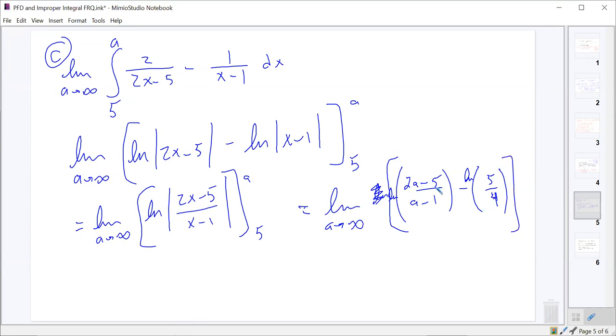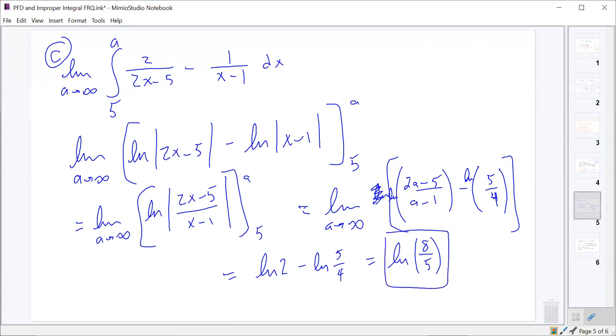And as a goes towards infinity, this first piece here should just be approaching 2. So this is natural log of 2 minus natural log of 5/4. And if you want, you could do 2 over 5/4 to make that natural log of 8/5. But you don't have to do that. And that's that for part C.